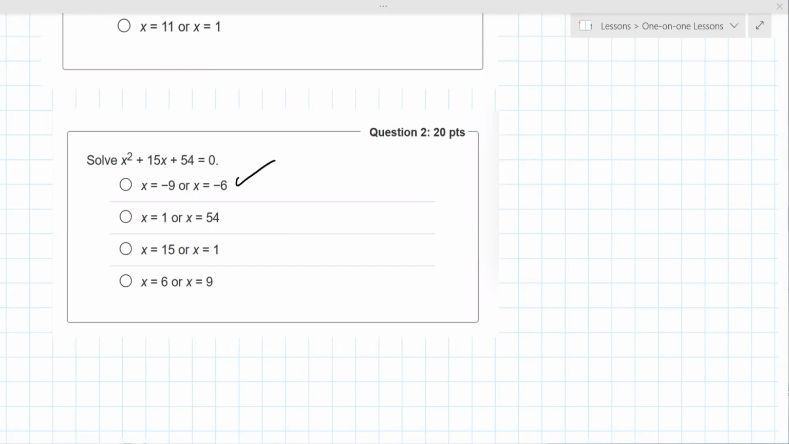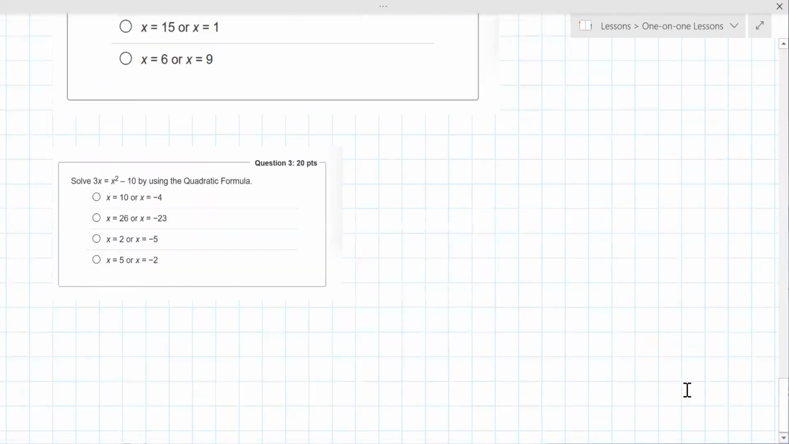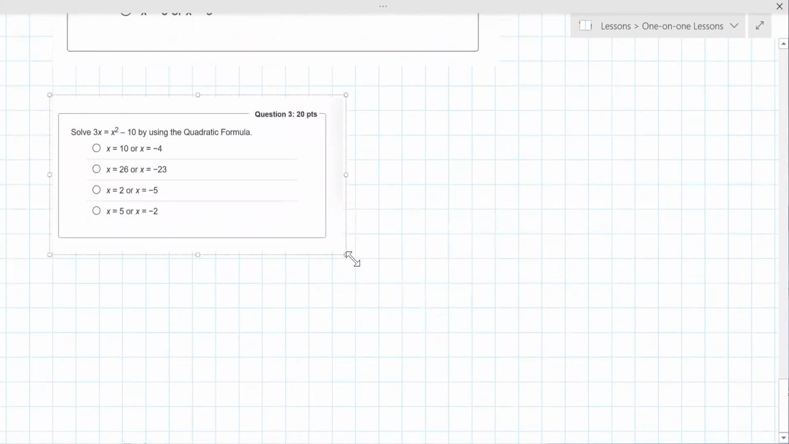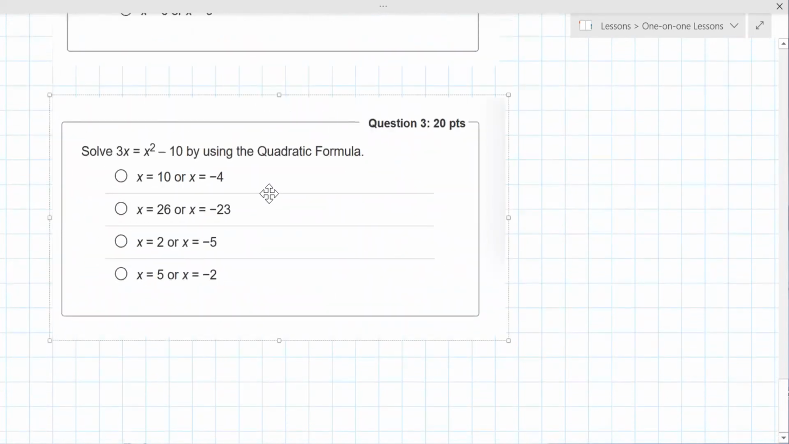The next one here is again kind of your decision. I would definitely factor it, but before you do, you have to get everything on one side of the equation. And generally, you want the x squared to be positive, so you're going to move the 3x over here. Okay.